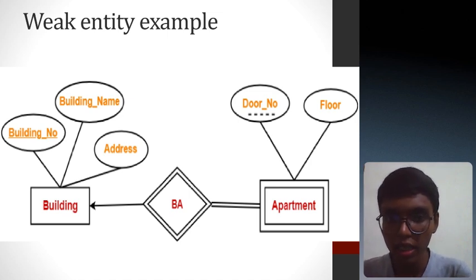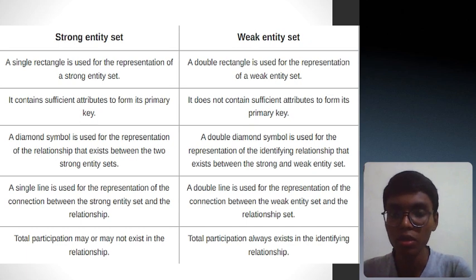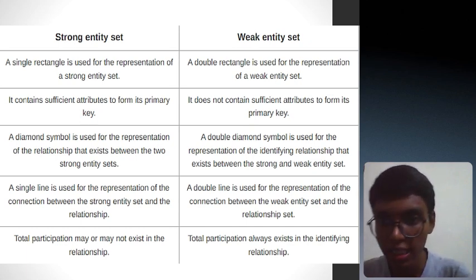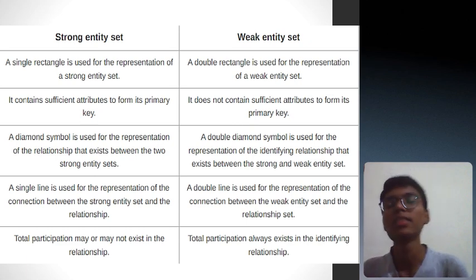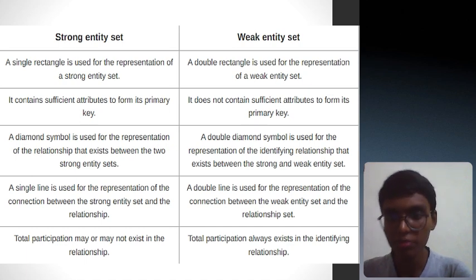So, weak entity example: building has apartment. So apartment is a weak entity and building is a strong entity. Here we will see the difference between strong entity set and weak entity set. In a strong entity set, a single rectangle is used to represent a strong entity set as described earlier, and a weak entity is represented by a double rectangle.